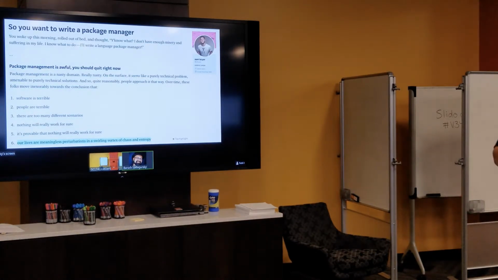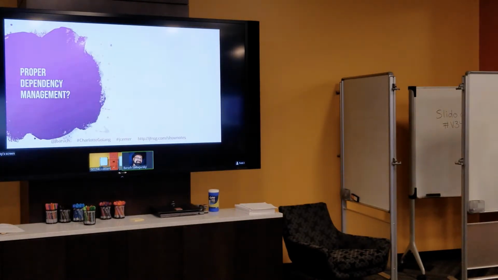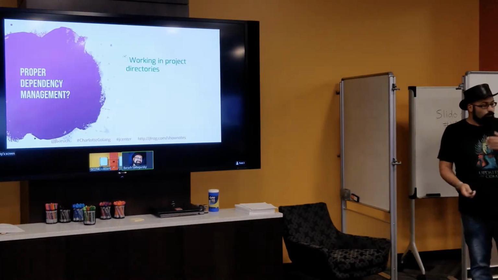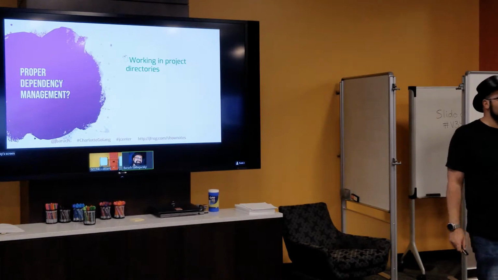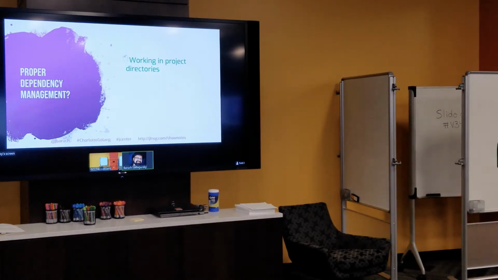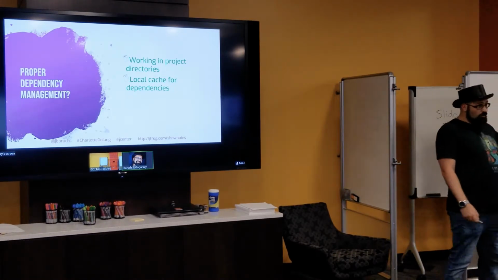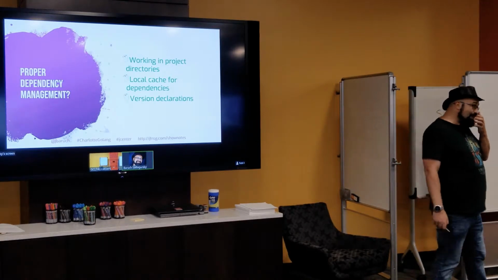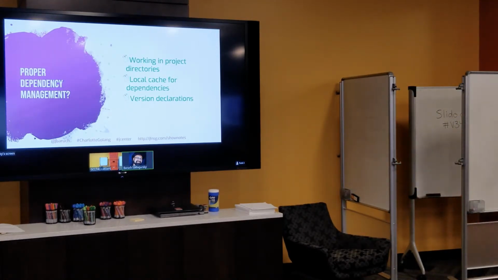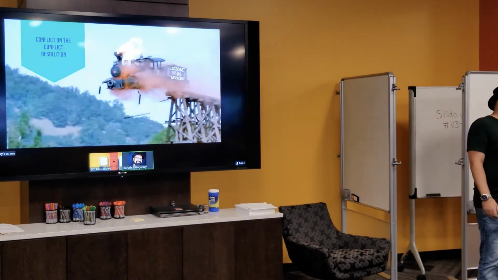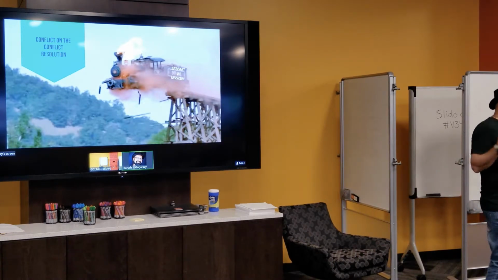But saying that, Sam actually came up with a very well-built dependency management, proper dependency management for Go. So we switch away from GOPATH. We work in project directories. We have a local cache for dependencies, where they are downloaded as artifacts and stored. We have version declarations on dependencies. It's not a random commit in someone else's source code. And we have a proper conflict resolution, or not proper, depends who you ask, but we have a conflict resolution, and then it all blew up.